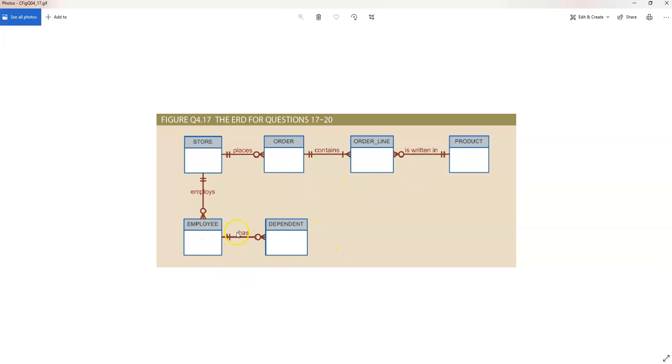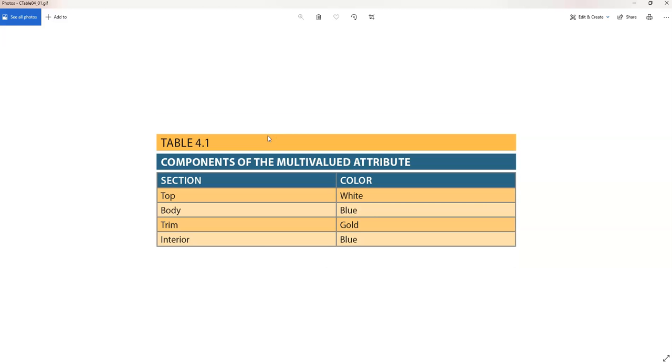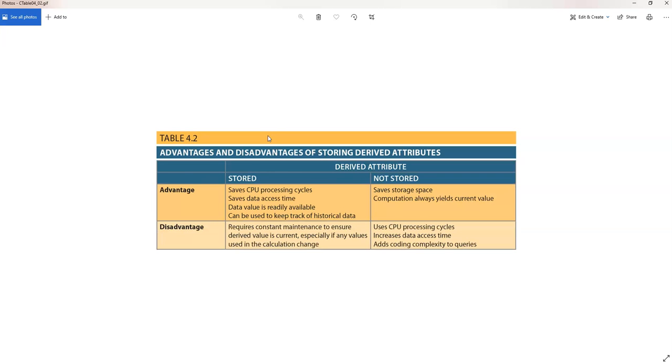So an employee, that one made sense. A store places 0 or more orders. I guess they could never produce an order, which means none of this other stuff will happen, but whatever. Components of the multi-value, I forget all that. We don't care about all this.